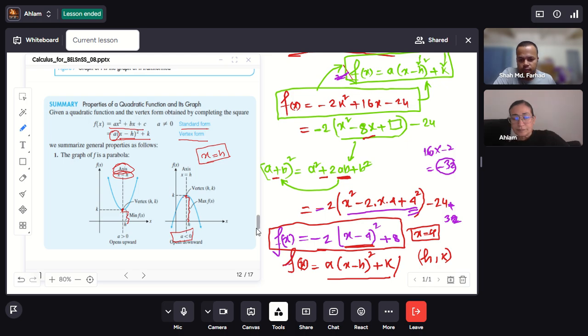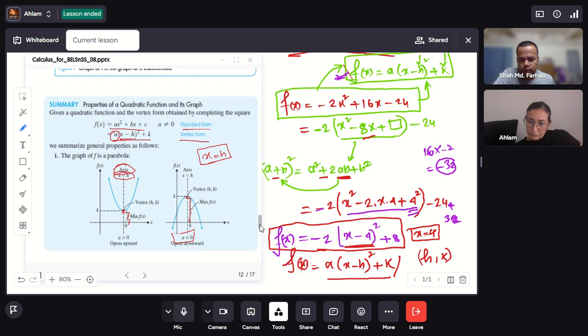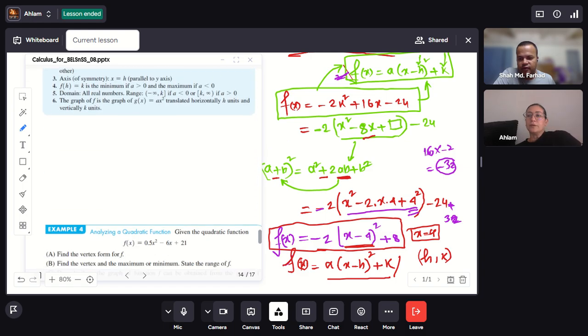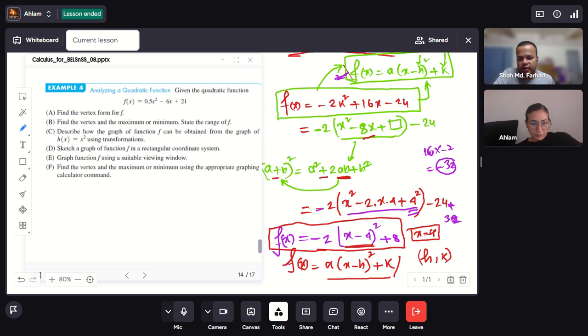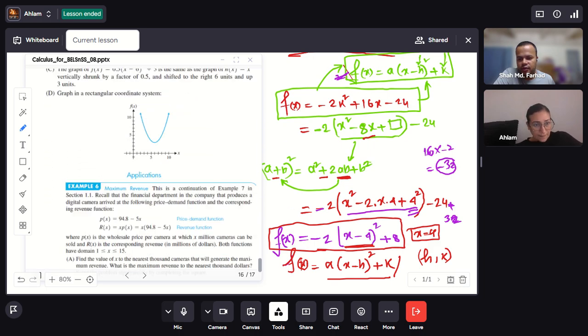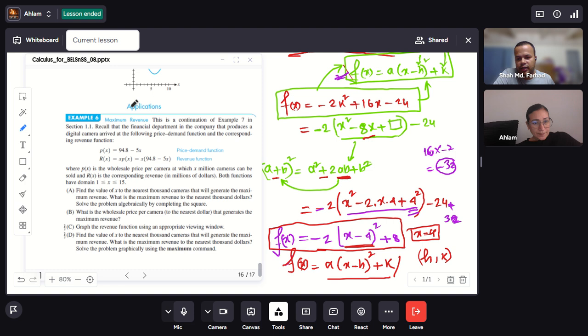That is the summary of quadratic. And then we have to just apply it. Here is the application. I'll discuss it in our next class. If you go through this and find any problem, then note it down. I will repeat it in our next session.